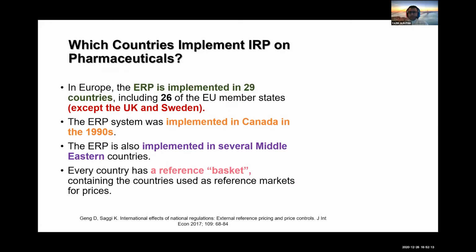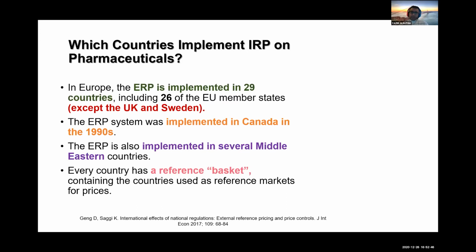So which countries implement IRB or ERB on pharmaceuticals? In Europe, ERB is implemented in 29 countries, including 26 of the EU member states, with the exception of the United Kingdom and Sweden, TLV and NICE. They have health technology assessment bodies, as do other European countries, but the UK and Sweden actually use their health technology assessment techniques, and they highly believe in them. And the UK is actually referenced as a country when we use ERB in the vast majority of the countries globally.